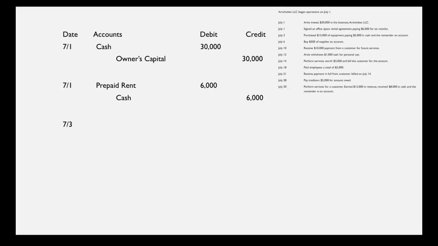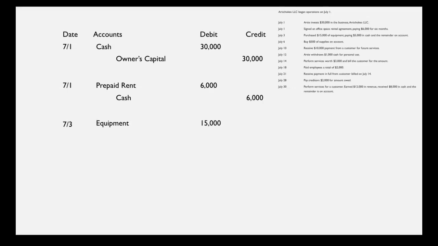Then it says that we paid $5,000 in cash, right? So we've already talked about this. If we are paying cash, we need to show that our cash is going down. And then the remainder on account means that we will be having to pay in the future that $10,000 leftover amount. So whenever we owe people money, that will be accounts payable. So our journal entry will look like this.